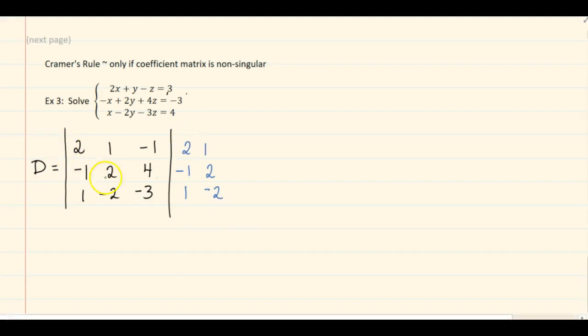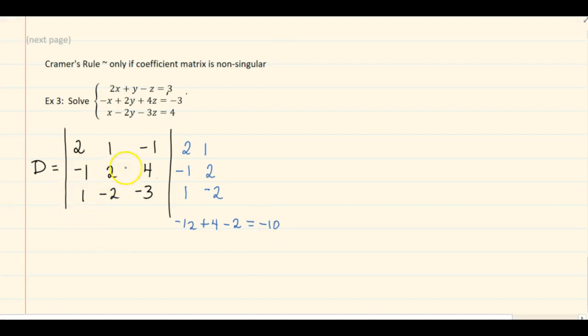So multiplying diagonally down, I get a negative 12. Multiplying diagonally down, I get a positive 4. And when I multiply diagonally down, I get a negative 2. So we can see that this is going to equal negative 10.